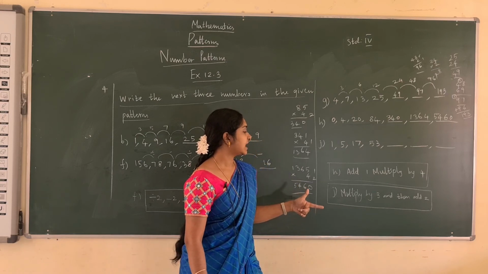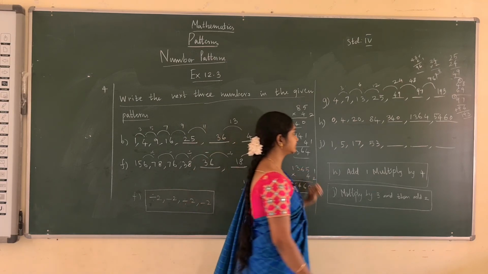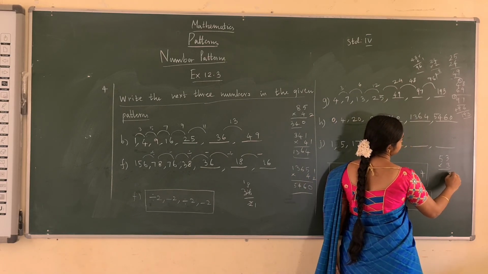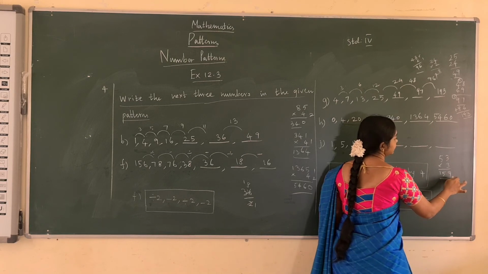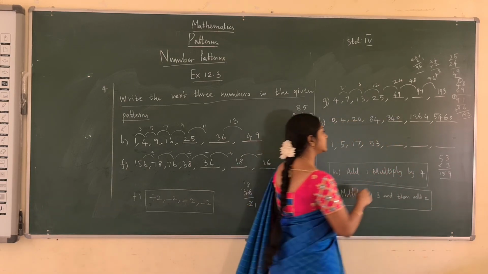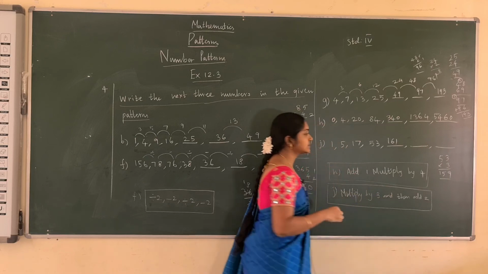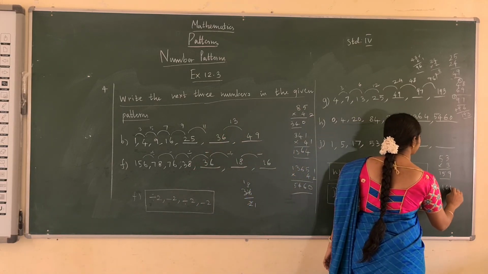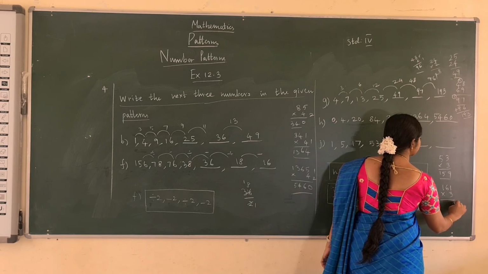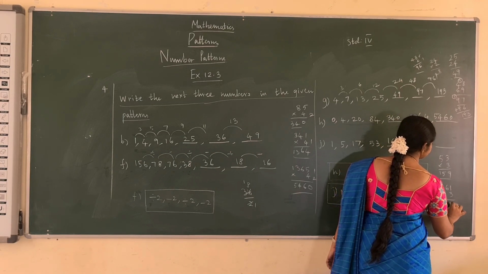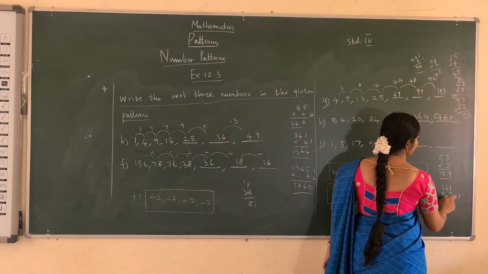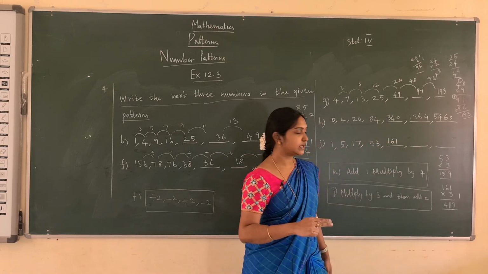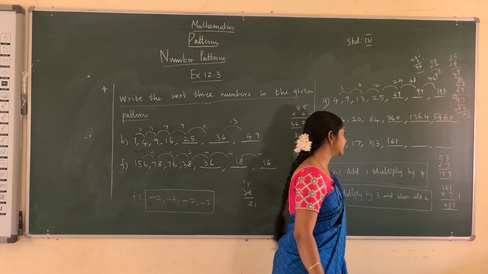So next we have to multiply 53 by 3 and then add 2. 3 3s are 9, 5 3s are 15. With 159 we have to add 2. So it is 161. Next we have to multiply 161 with 3. 1 3 is 3, 6 3s are 18, 1 is remaining, 1 3 is 3, 3 plus 1 is 4. We have to add 2 to that, so it is 485.